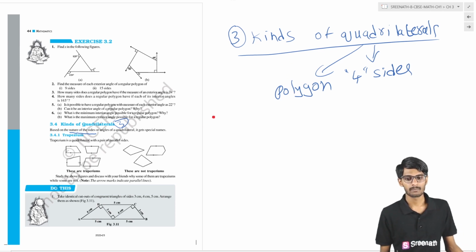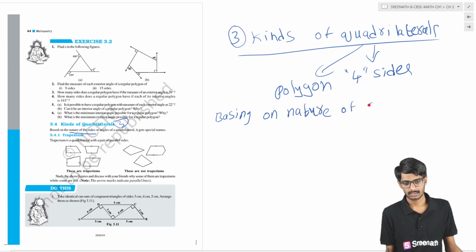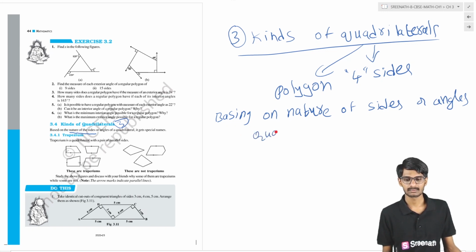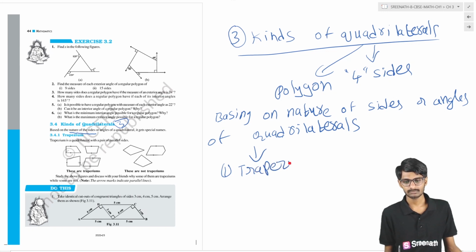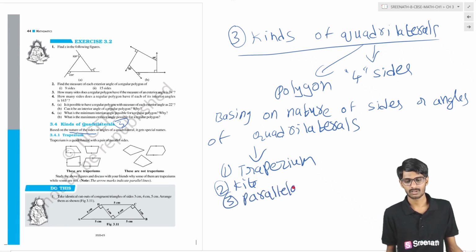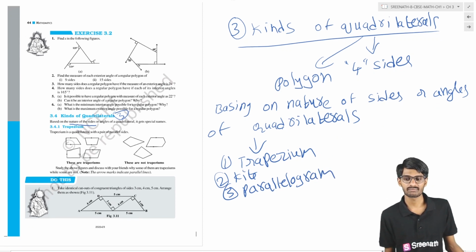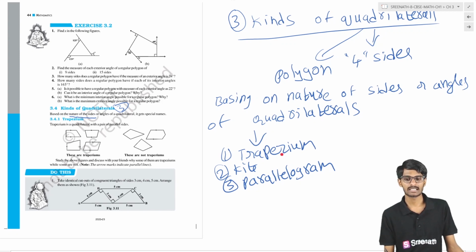Okay, students. Based on the nature of sides or angles, we have divided or separated quadrilaterals. The quadrilaterals are: one is trapezium, another is kite, another is parallelogram. So these are the different types of quadrilaterals. How these are classified: based on the nature of the sides or the nature of angles. We have classified quadrilaterals into trapezium, kite and parallelogram. Now we will discuss trapezium.